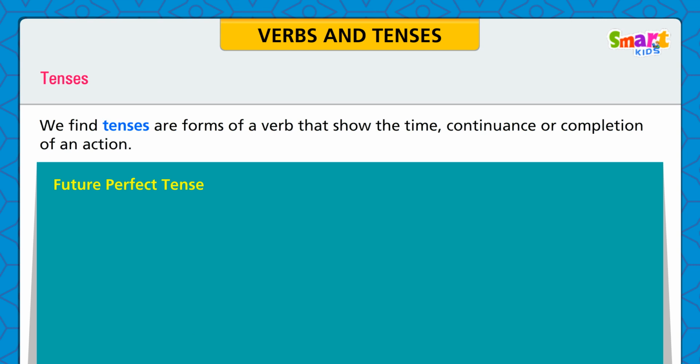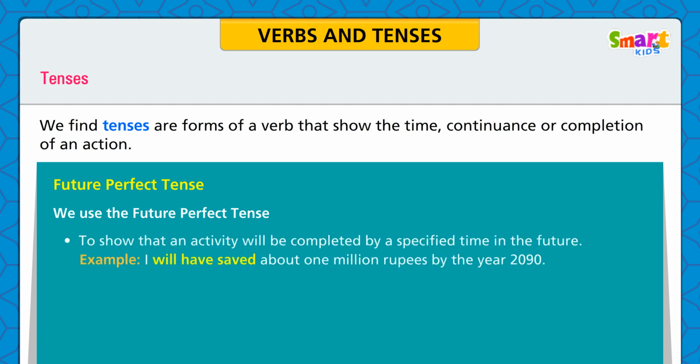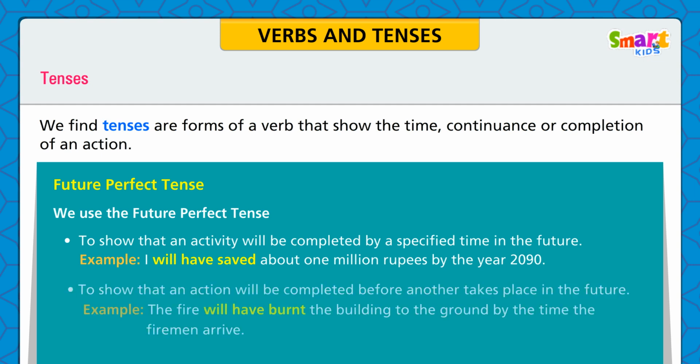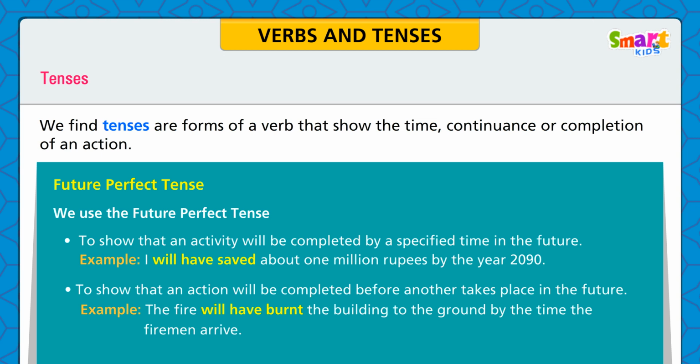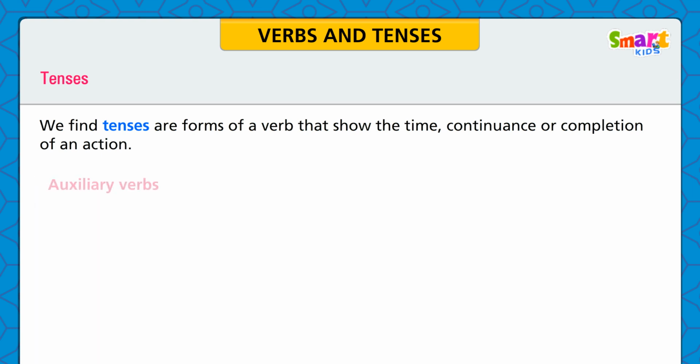Let us learn the usage of future perfect tense. We use the future perfect tense to show that an activity will be completed by a specified time in the future. For example, I will have saved about 1 million rupees by the year 2090. To show that an action will be completed before another takes place in the future. For example, the fire will have burnt the building to the ground by the time the firemen arrive.